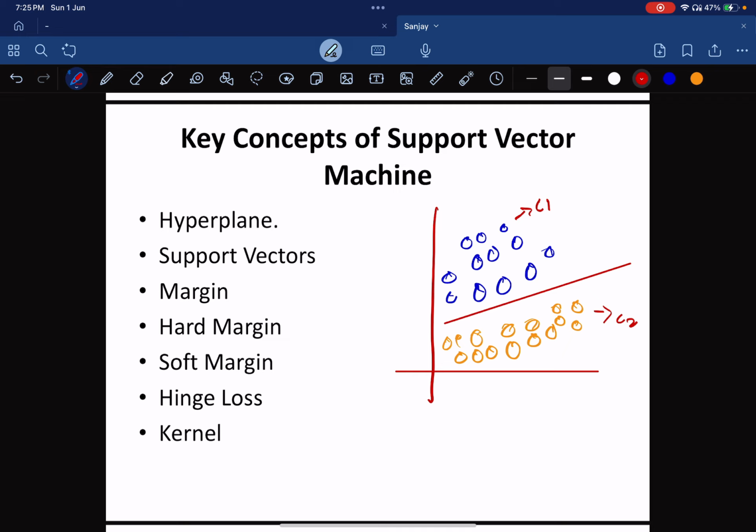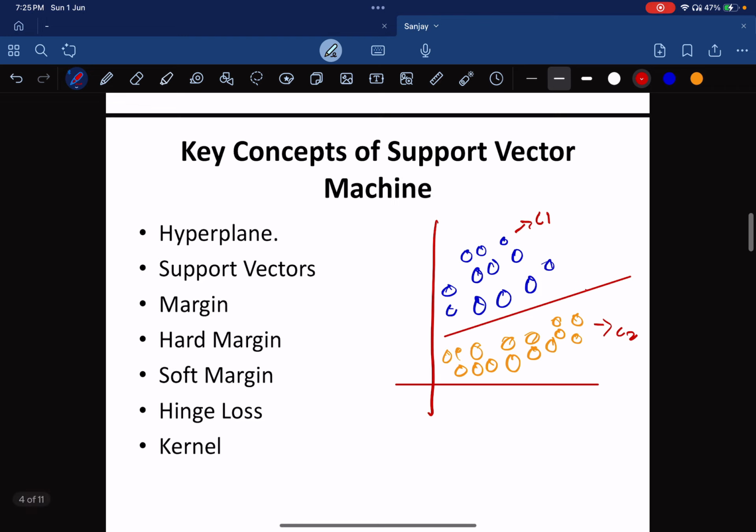The support vector. The support vector is the data point which is near to a hyperplane. This is a hyperplane. The support vector is near to a hyperplane. These are the support vectors because they're near to the hyperplane. These are also support vectors because they're near to a hyperplane.